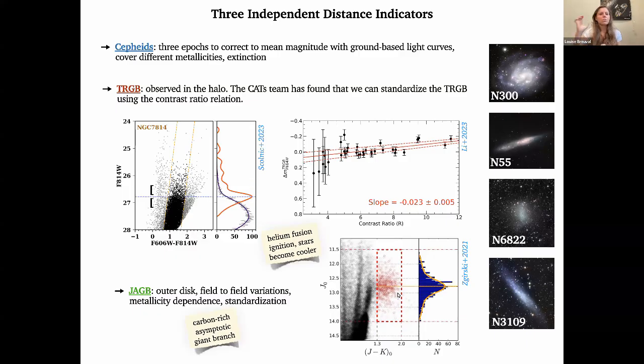And these are carbon-rich asymptotic giant branch stars. And same as TRGB, we plan to investigate the field-to-field variation. So if you look at one galaxy, but a different field of view, you should get the same answer, you should get the same distance, but it's not always the case. So it's a great opportunity to calibrate the systematics of both of these methods.